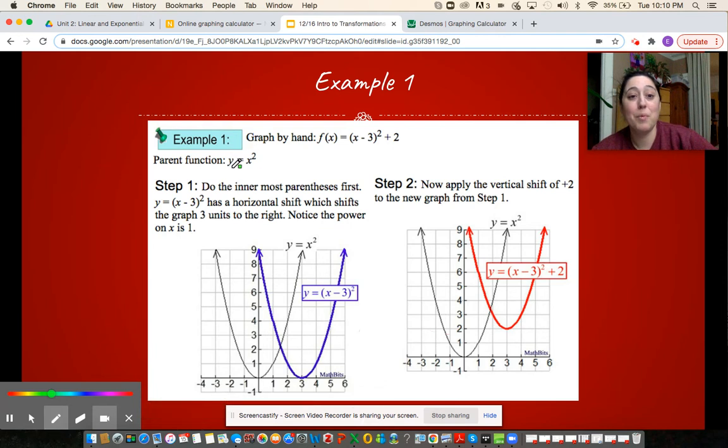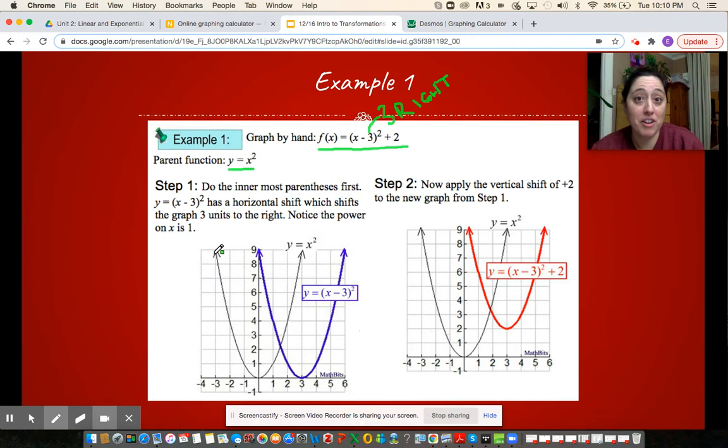Okay, so example 1, here's my parent function, and here is how it's being translated. Again, with the x inside, I've got a -3. How does that move? 3 to the, I hope you said right. Remember, when it's with the x or the input, it's the opposite of how you would think it would move. All right, so this gray is my parent function, what I'm moving it from. And I go 1, 2, 3 to the right side.